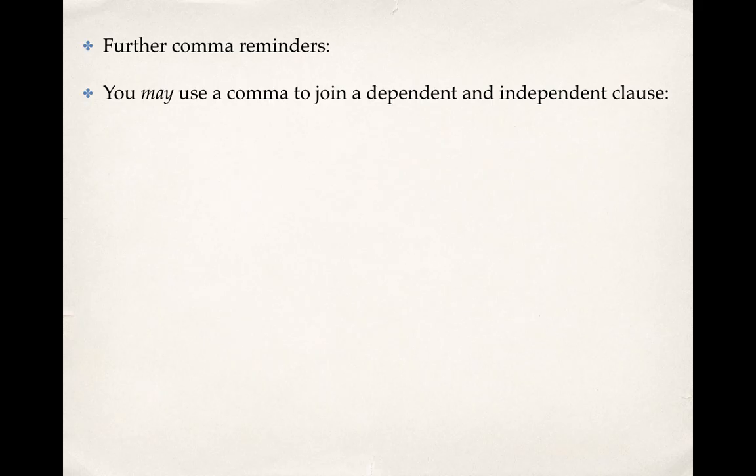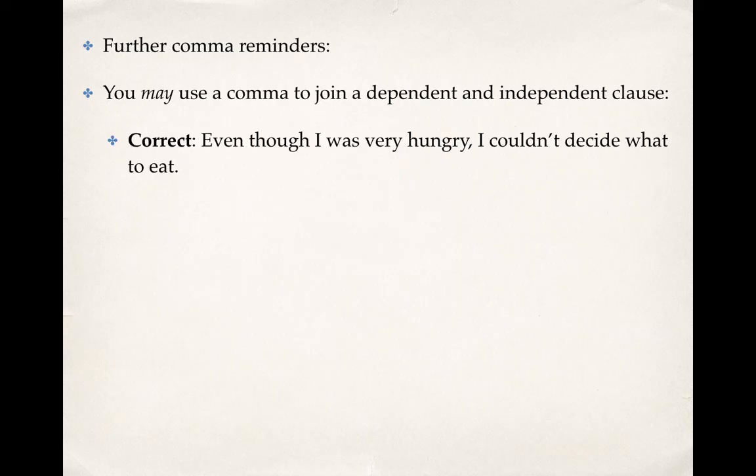So one thing to remember is that you may use a comma to join a dependent and independent clause, okay? So a sentence like this, "Even though I was very hungry, I couldn't decide what to eat." That is actually correct, because the first clause there, "even though I was hungry," is a dependent clause. So I can join that to the independent clause with just a comma.